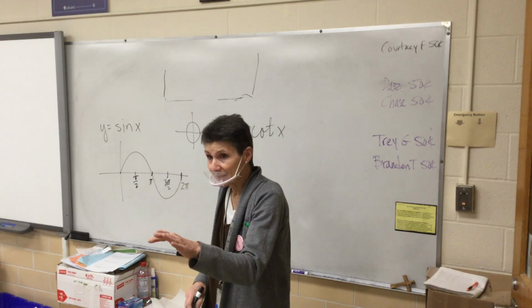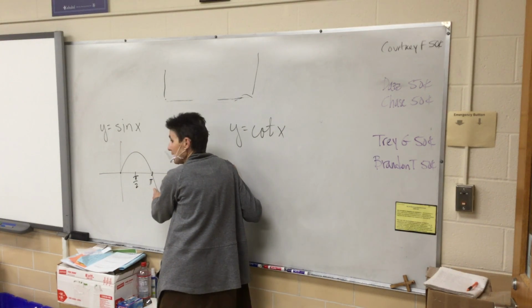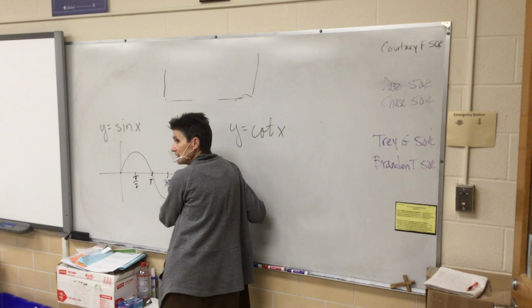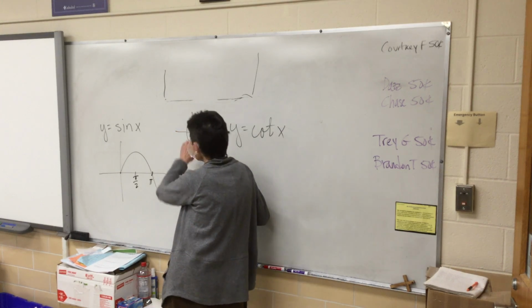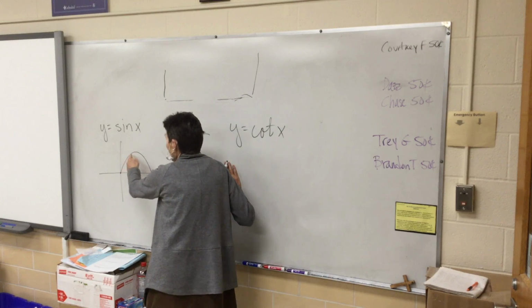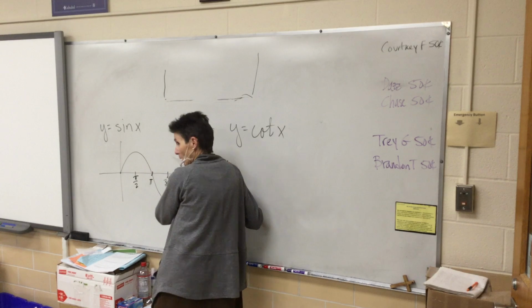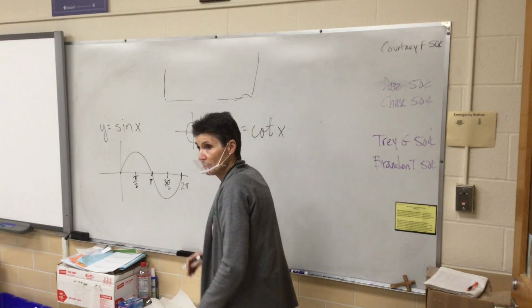In degrees, this would be 90, 180, 270, 360. So see what I mean? It's a trip around the circle. This represents quadrant 1, quadrant 2, quadrant 3, quadrant 4. One trip around the circle.